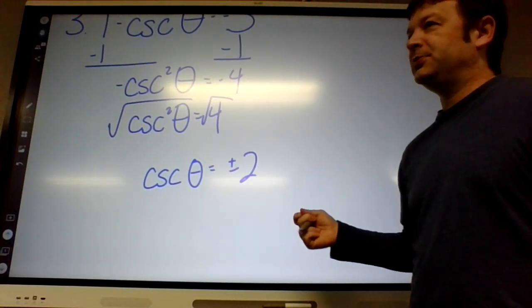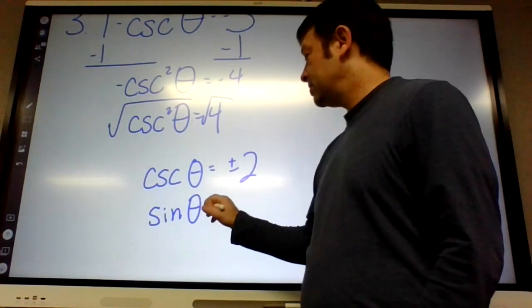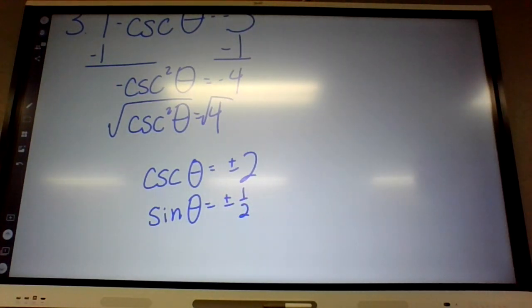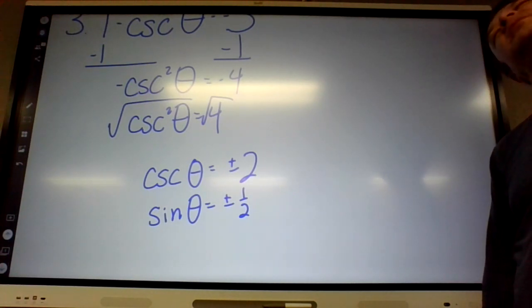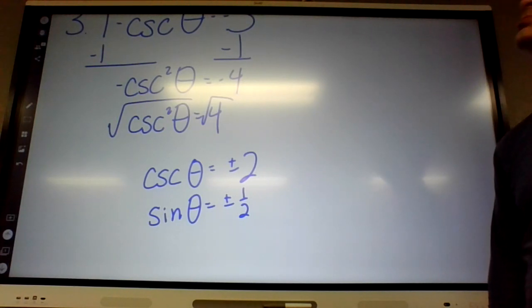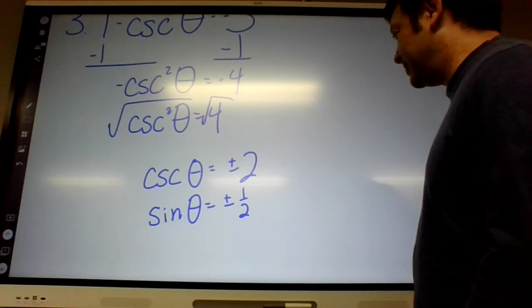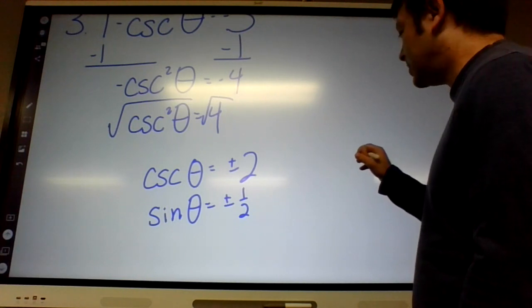If cosecant equals 2, then what do we change that into? 1 over sine equals 1 over 2. And then what do we do? Sine inverse of 1/2. 30 degrees. Yep. How'd you do that? It's a special triangle, 1:2 ratio. Back in the book. Okay, anyways.